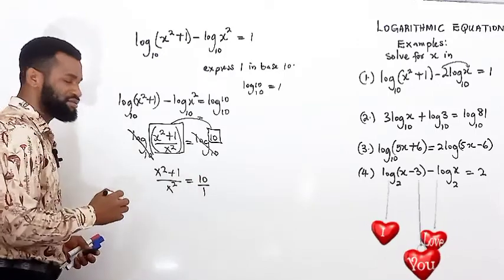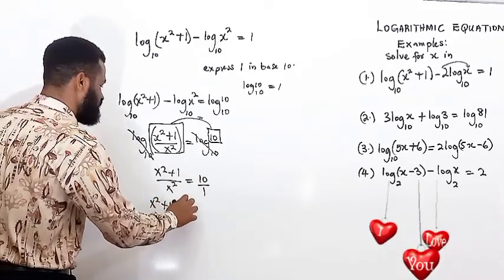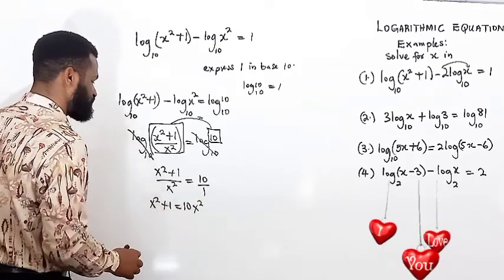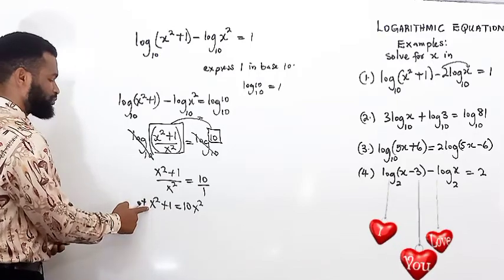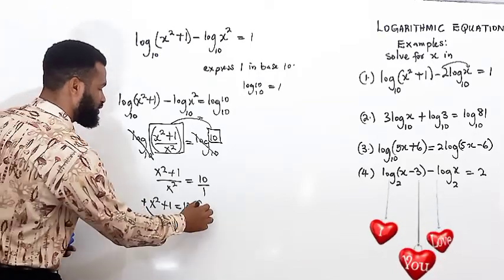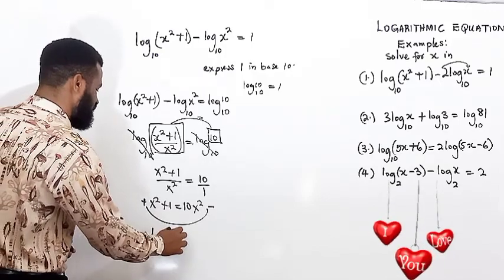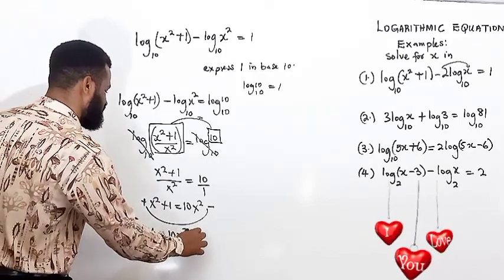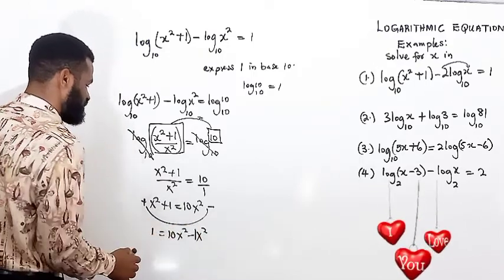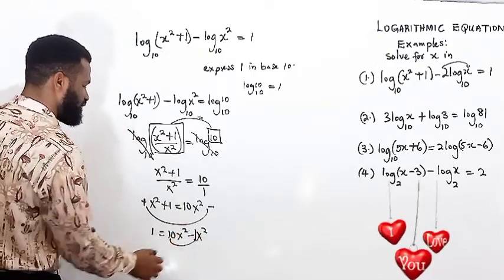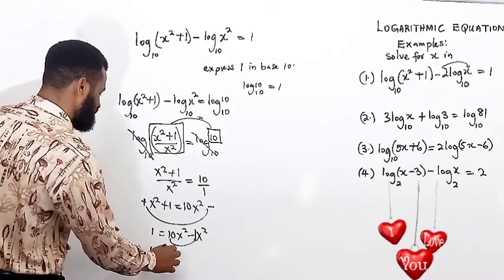So this is it. What do you do? You clear the fraction. So you have x squared plus 1 is equal to 10x squared. All right? So this, there is plus here, there is plus x squared. I will carry it here. It will become minus. So I have 1 is equal to 10 raised to power x squared minus x squared. Now remember that there is 1 here. So 10 minus 1 is 9. So I have 1 is equal to 9x squared.